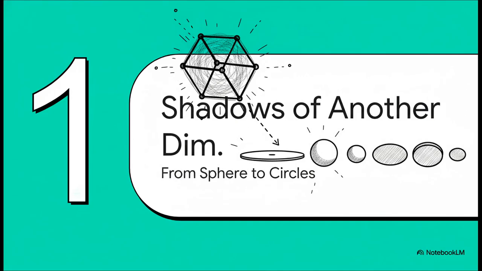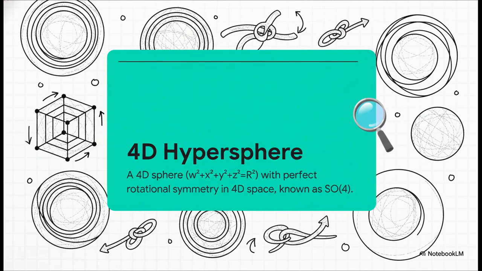All right, so let's break this down. Where does a shadow like this even come from? We're going to start with a perfect, elegant object in 4 dimensions, and then we'll watch what happens as it sort of falls or gets projected down into our familiar 2-dimensional world. Our starting point is this thing, a 4D hypersphere.